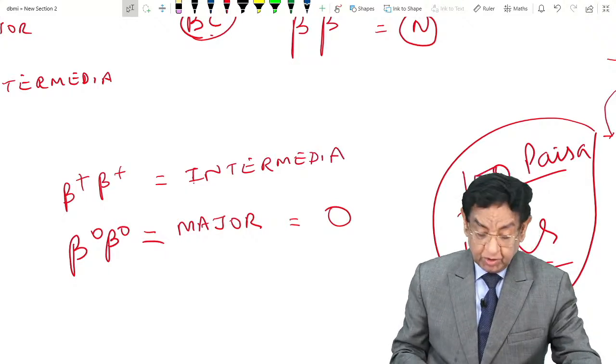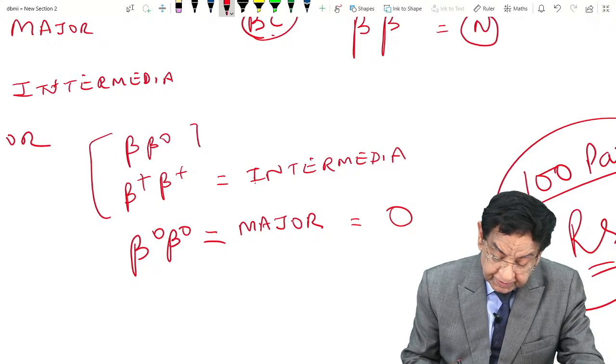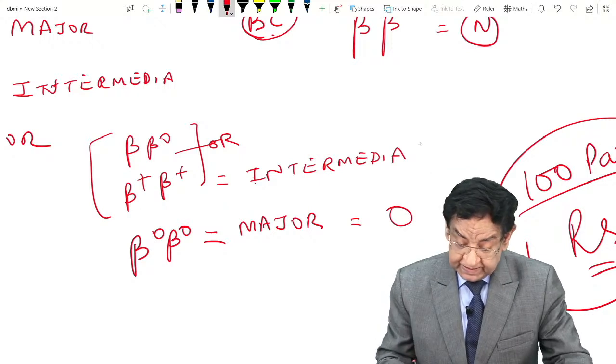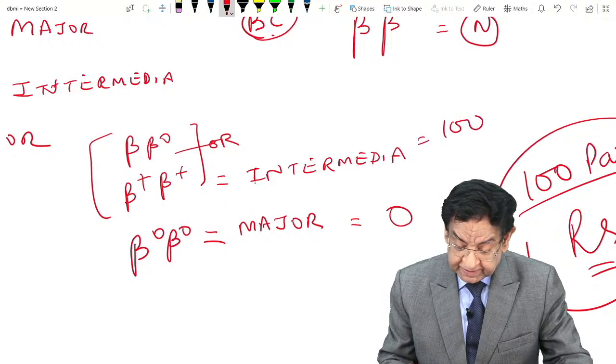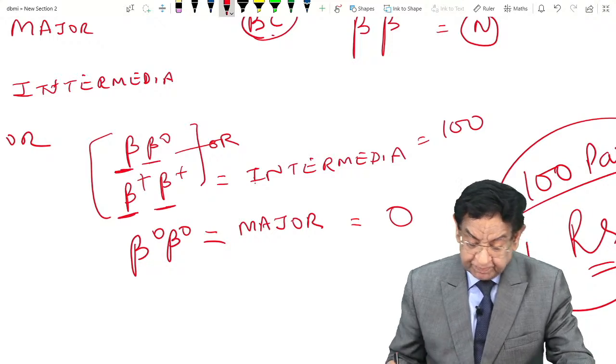Okay. Or we get B0. Either or. It is also intermedia. The value is 100 paisa. Why? 50 paisa, 100 paisa and 0 paisa.